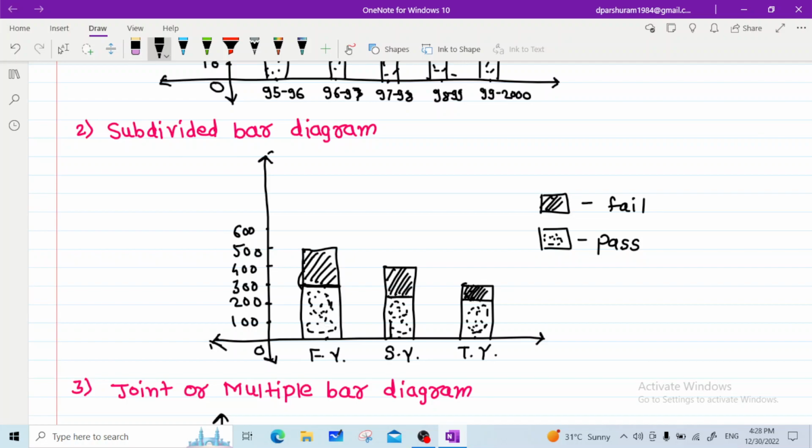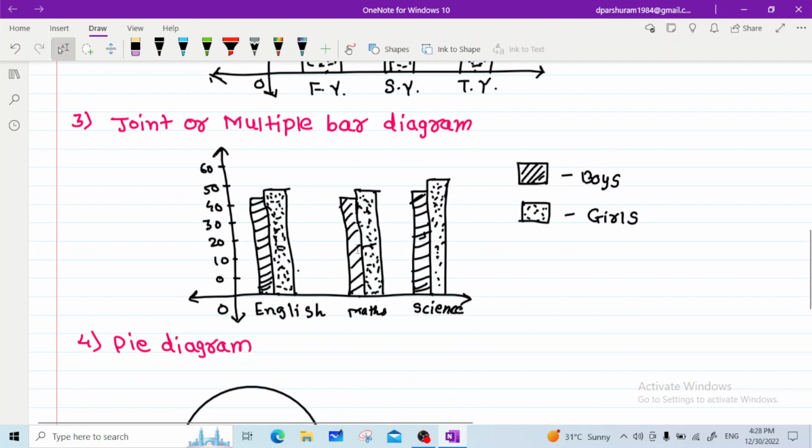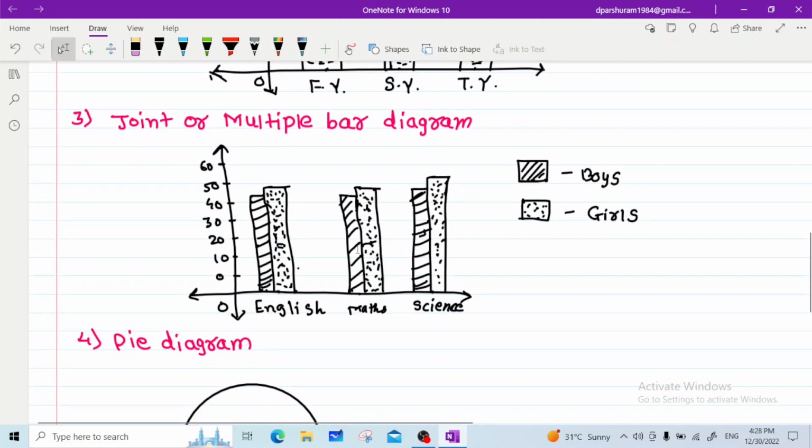This pass criteria we represent by these lines, and fail students are represented by these lines. That is fail students and pass students. Same for SY and TY. Third one is joint or multiple bar diagram.